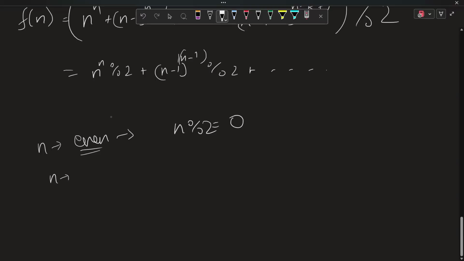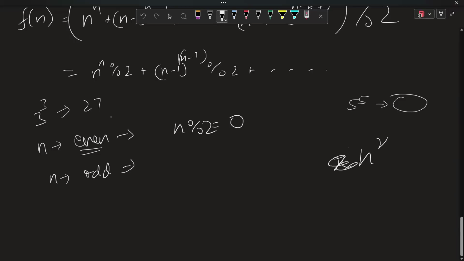And if n is odd, let's say n is 3. 3 raised to 3, what would it be? It would be 27. What would be 5 raised to 5? Whatever that would be, it would always be odd. You can write any n raised to any power x, modulo 2, is the same as n modulo 2 raised to the power x.